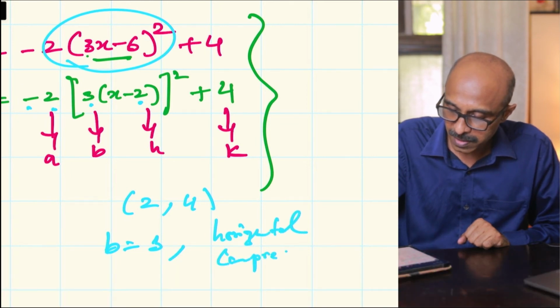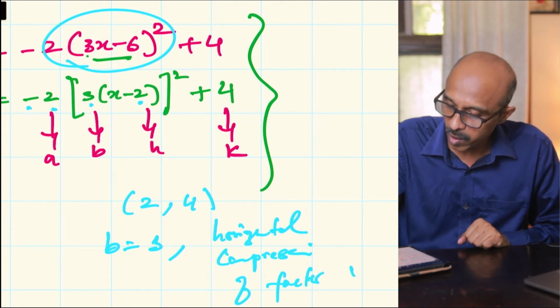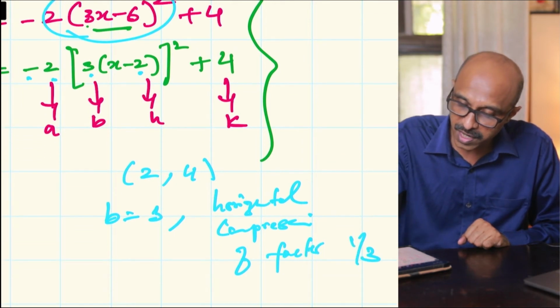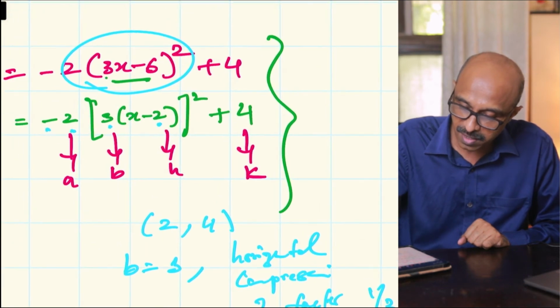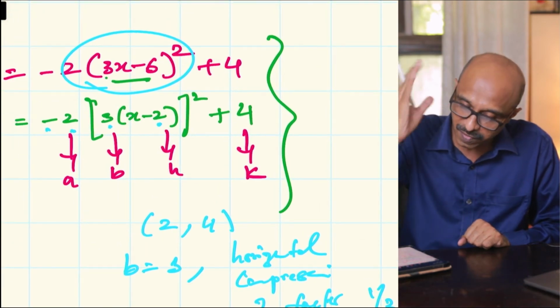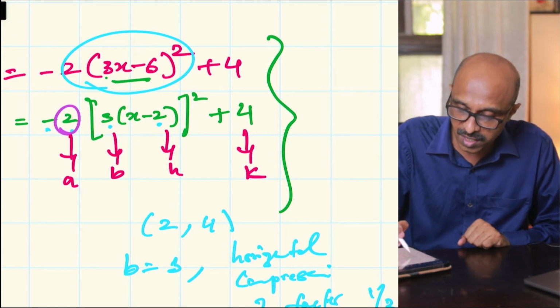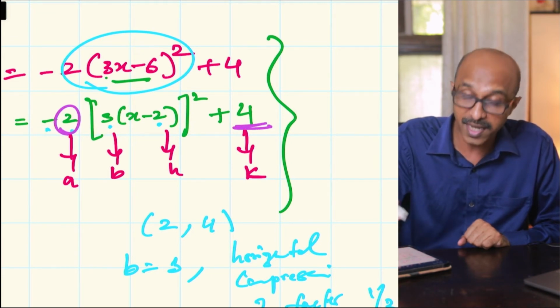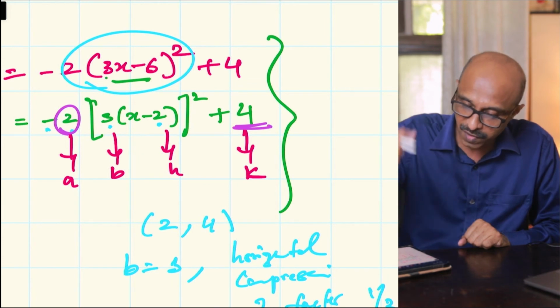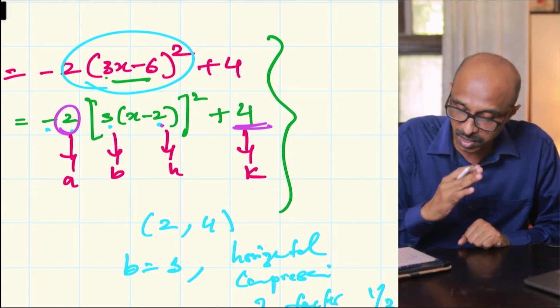and there's going to be a horizontal compression of factor 1/3. So be careful when you're indicating what the factor is, a horizontal compression or a vertical compression, whichever case it is. The horizontal compression is by a factor of 1/3, whereas the vertical stretch is a factor of 2. And we've already seen the horizontal shift and the vertical shift.